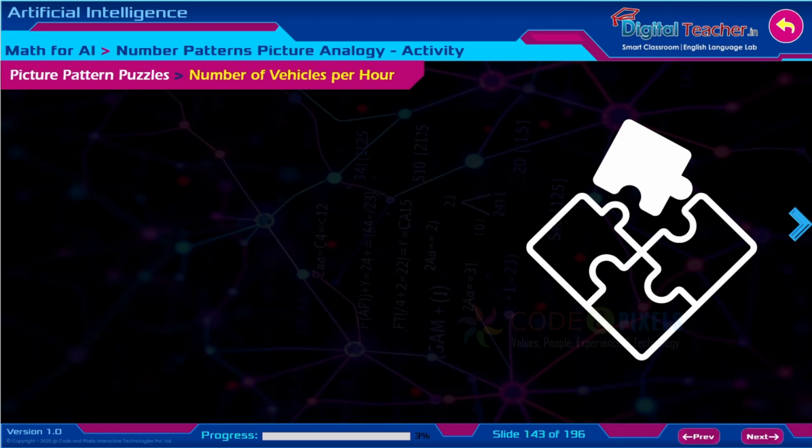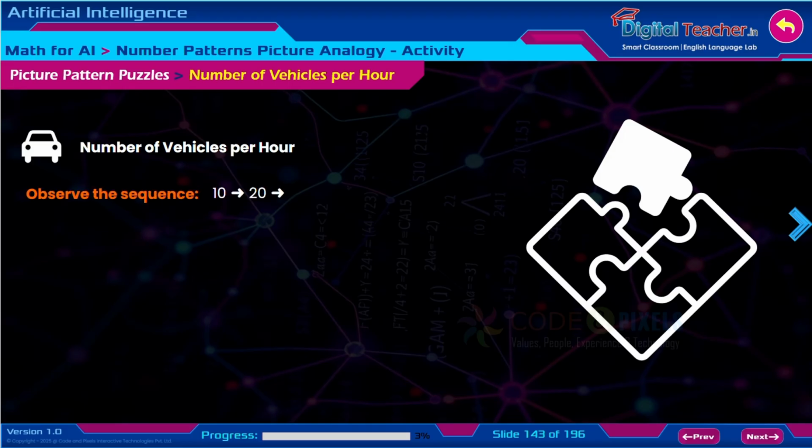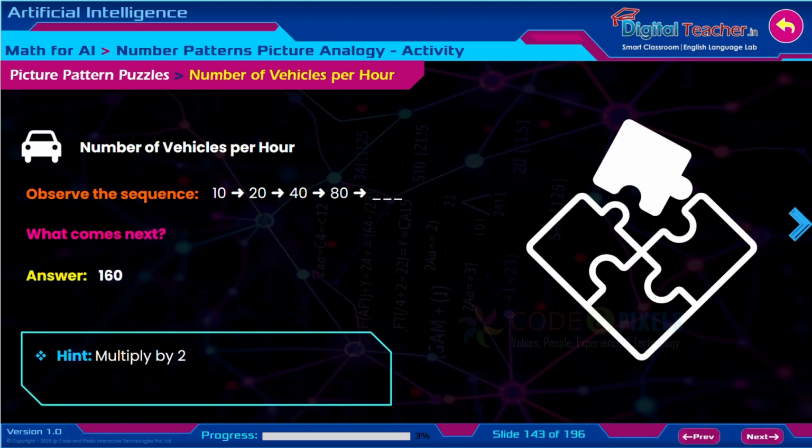Number of vehicles per hour. Observe the sequence of images. What comes next? Answer will be. Hint, multiply by 2. Example.